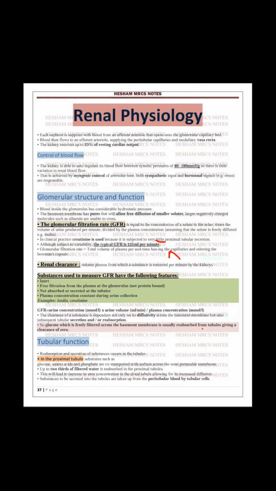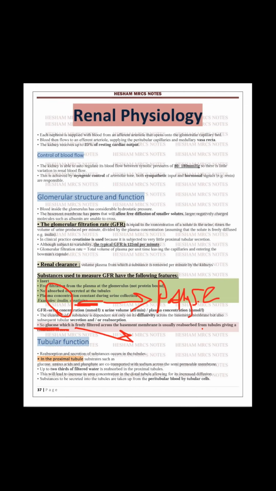Which substance is best for this? It is called inulin. It is inert, freely filtered, not reabsorbed, not secreted, and also its plasma concentration is constant during the urine collection. This substance is called inulin. Why are creatinine and glucose not used? Creatinine is partially secreted or excreted, while glucose is partially reabsorbed.